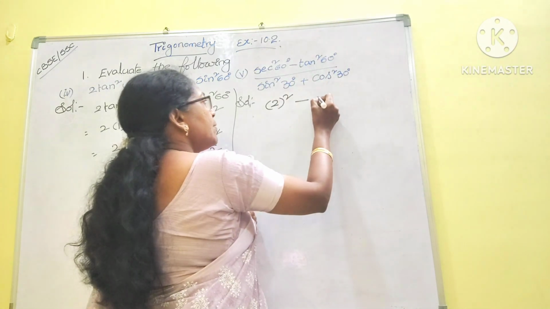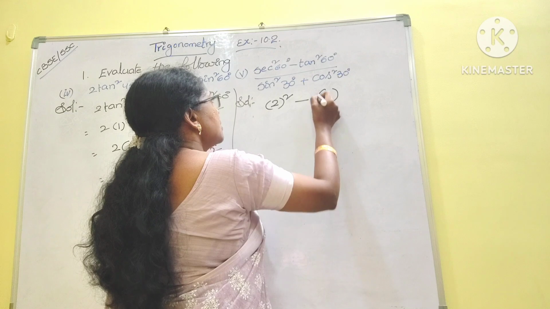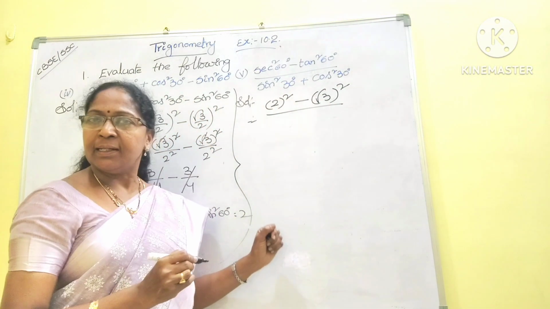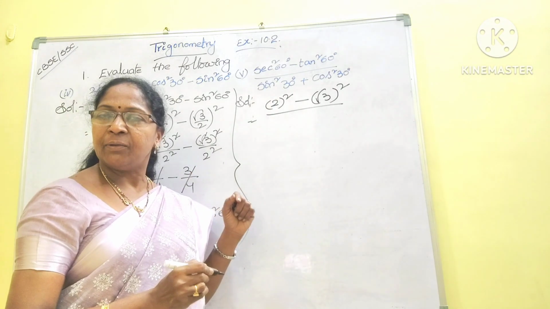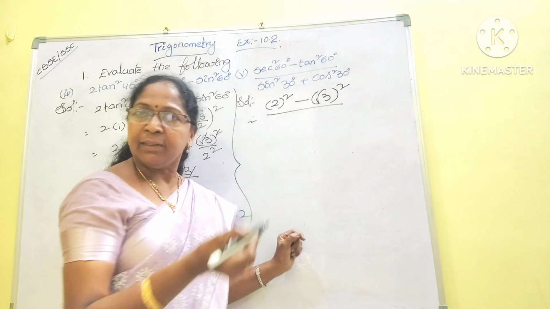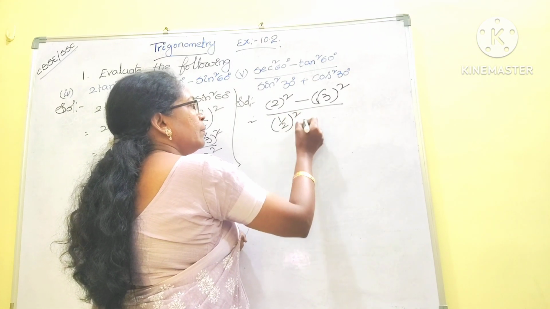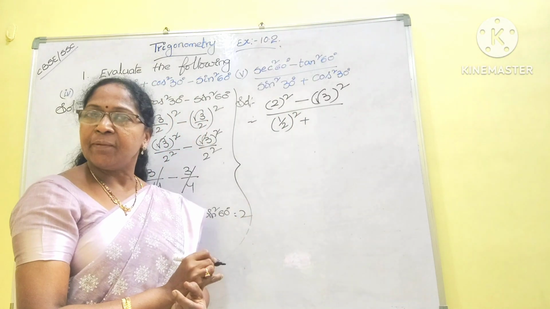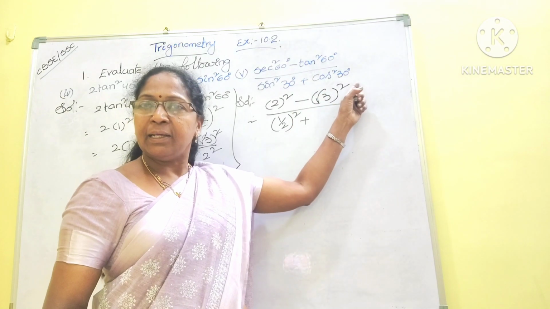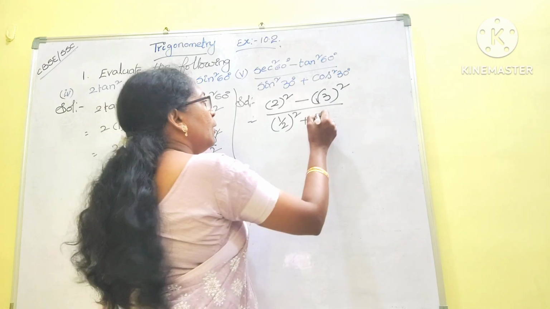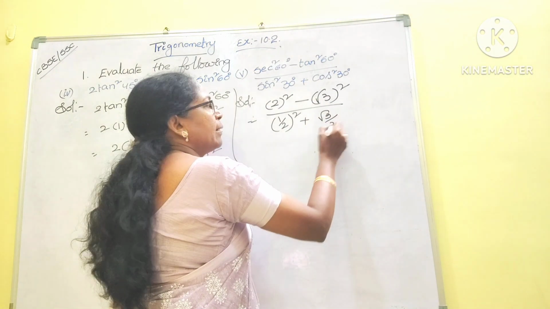where tan 60 equals root 3. So tan square 60 means root 3 whole square, divided by sin square 30 degrees, where sin 30 equals 1 by 2. Sin square 30 equals 1 by 2 whole square, plus cos square 30, where cos 30 equals root 3 by 2. Cos square 30 equals root 3 by 2 whole square.